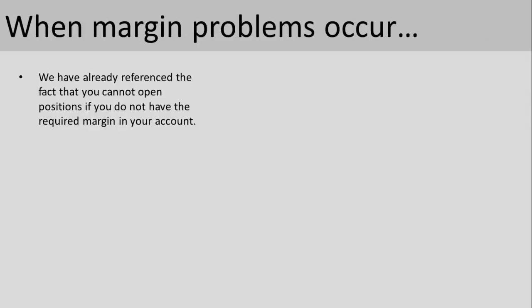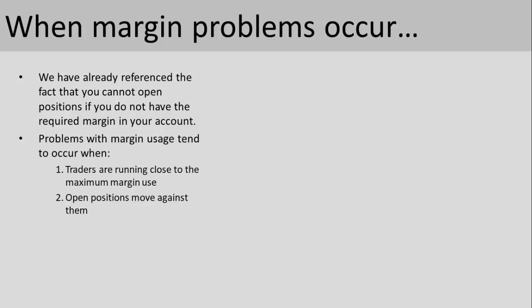So let's start to look at when margin problems occur. This is important again to understand because obviously it's in your interest to manage your account prior to this happening. We've already referenced the fact that you can't open positions if you don't have the required margin in your account. Problems with margin usage tend to occur, firstly, when traders are running close to the maximum margin use, and secondly, open positions subsequently move against them.